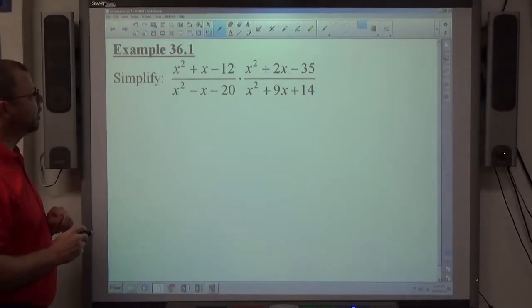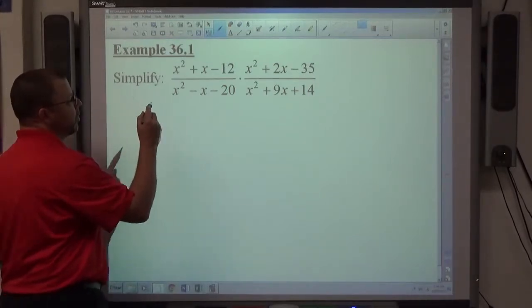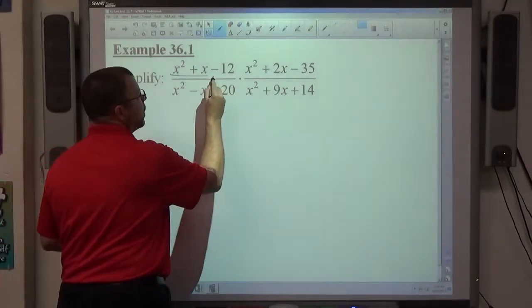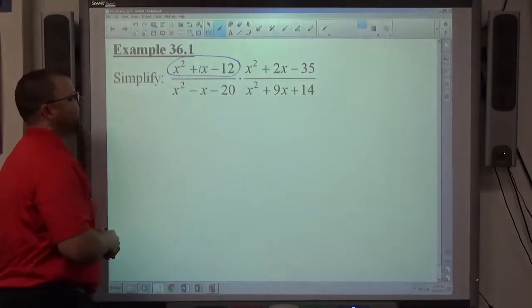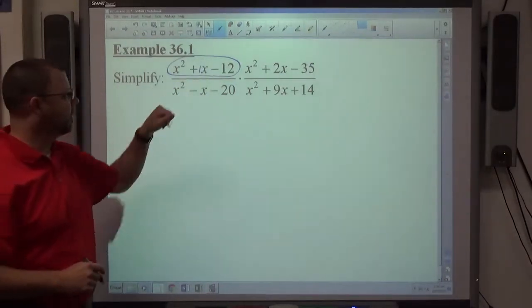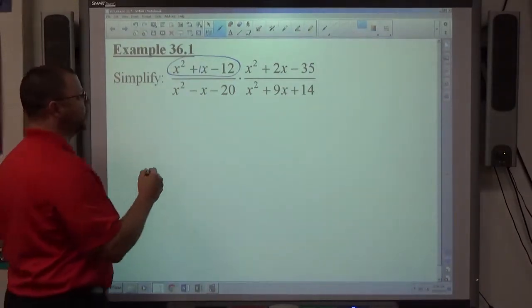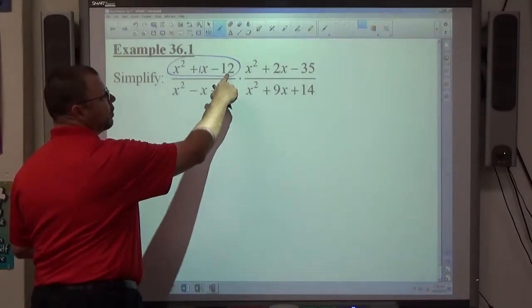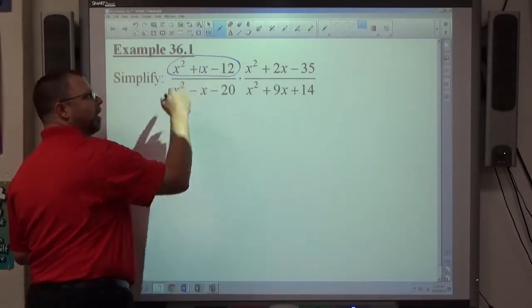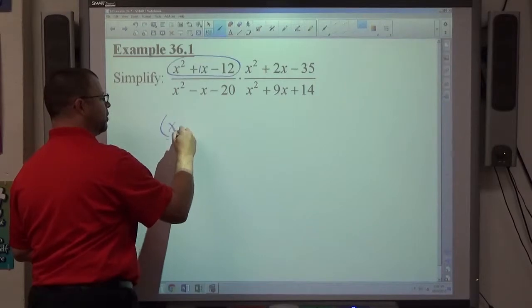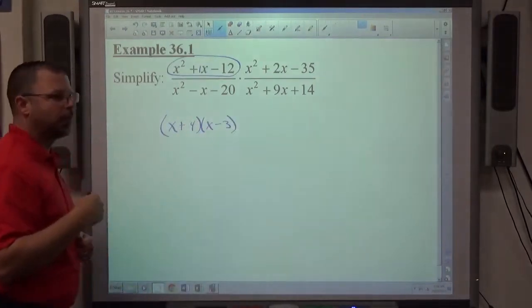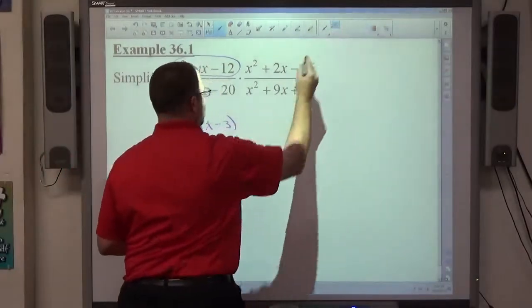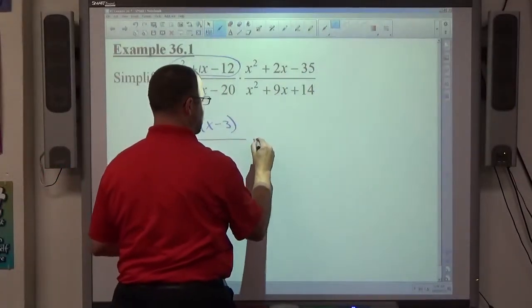What I like to do here is to use some different colors to represent what's happening. X squared plus x minus 12 is a quadratic trinomial. The coefficient of x is 1, the constant is negative 12. Basic factoring of a trinomial happens. 4 and negative 3 multiply to make negative 12. 4 plus negative 3 makes positive 1, so x plus 4 times x minus 3. It's that same trinomial factoring we've been doing all this time. A fraction bar here and a fraction bar here.